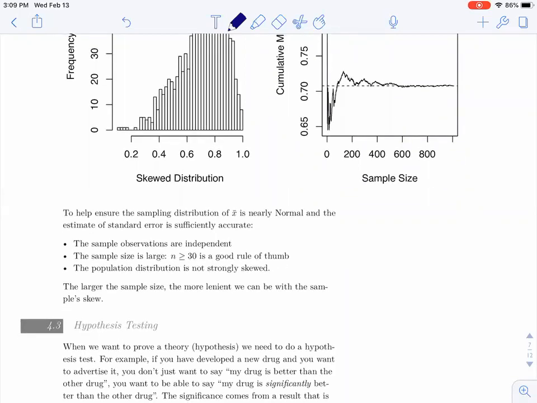There are a few things that we need to check to make sure that the central limit theorem applies. The first thing is that the observations are independent. If you've taken a random sample, then you can assume that you have independent observations. The sample size is large, and greater than 30 is a good rule of thumb, but we will be a little bit flexible on that. And then, of course, the population distribution is not strongly skewed, unless you have a huge sample size, then it doesn't matter. Any questions?